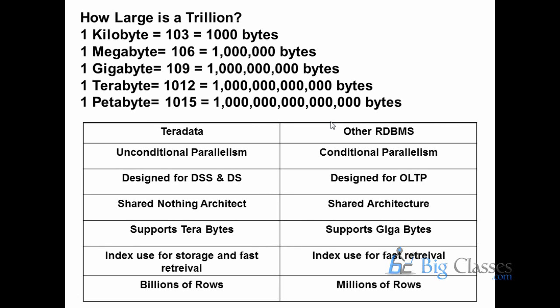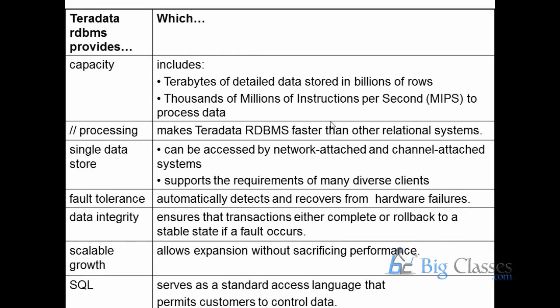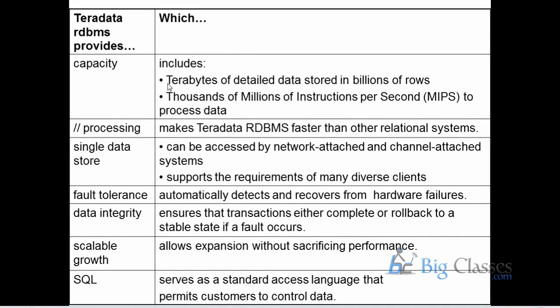So what is Netezza? Netezza is another data warehouse built by IBM. It's IBM Netezza. Okay. It was an individual company basically, but has been acquired by IBM. Now we say it's IBM Netezza. And from a capacity perspective, Teradata can store billions of records and billions of data and process millions of instructions per second. That's the capacity of Teradata RDBMS.